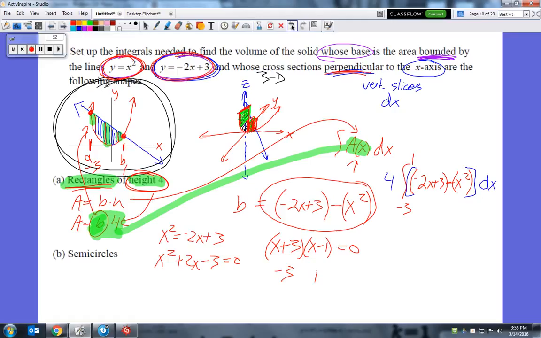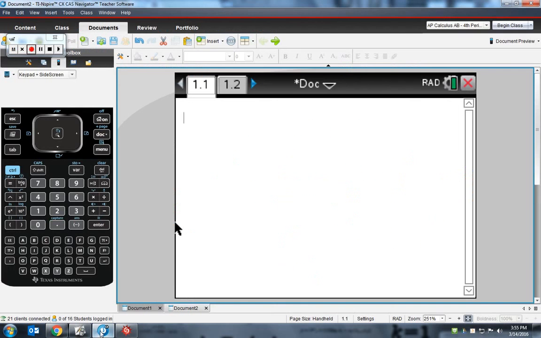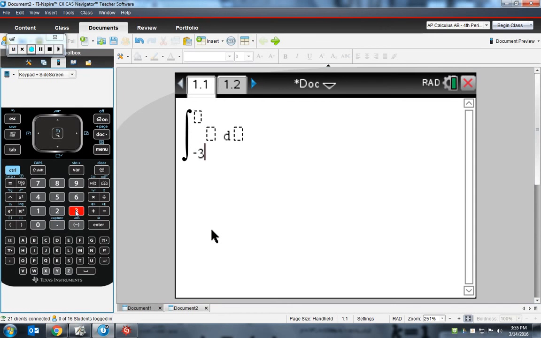So it's going to be the integral from negative 3 to 1 of 4 times this. And again, it's base times height. My height was 4, and my base was this entire integrand. Because the base is changing throughout, we're going to put it in variable form, negative 2x plus 3 minus x squared. Notice my use of parentheses. This will give me the volume as the answer. So let me go ahead and do that in the calculator. Over here I will click on the definite integral. We are going to go from negative 3 to 1.